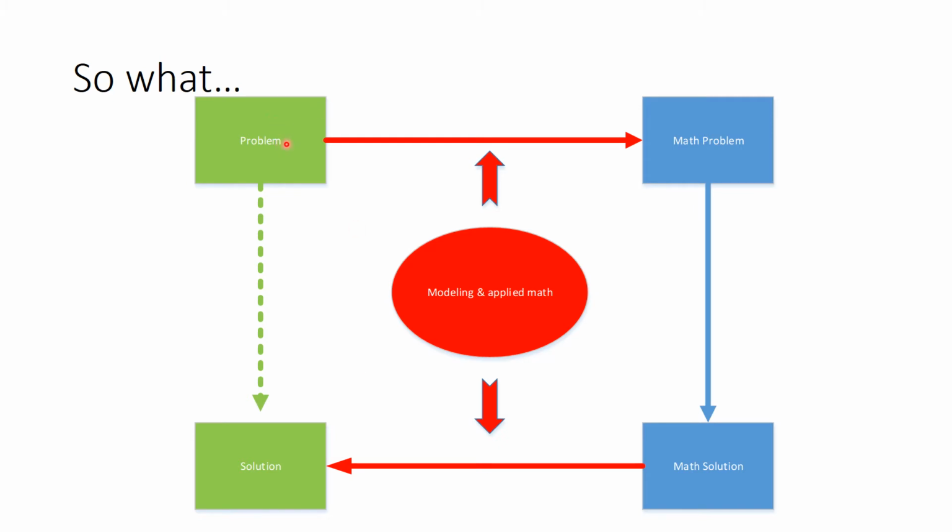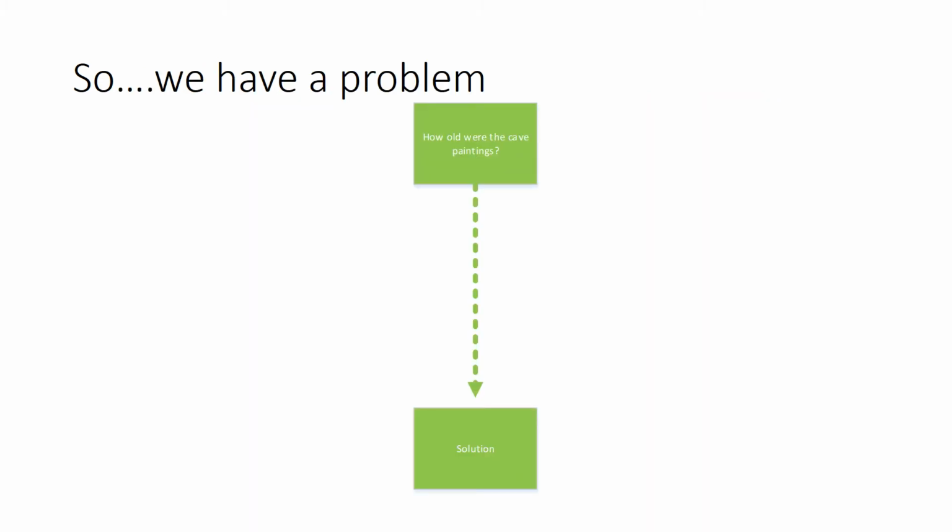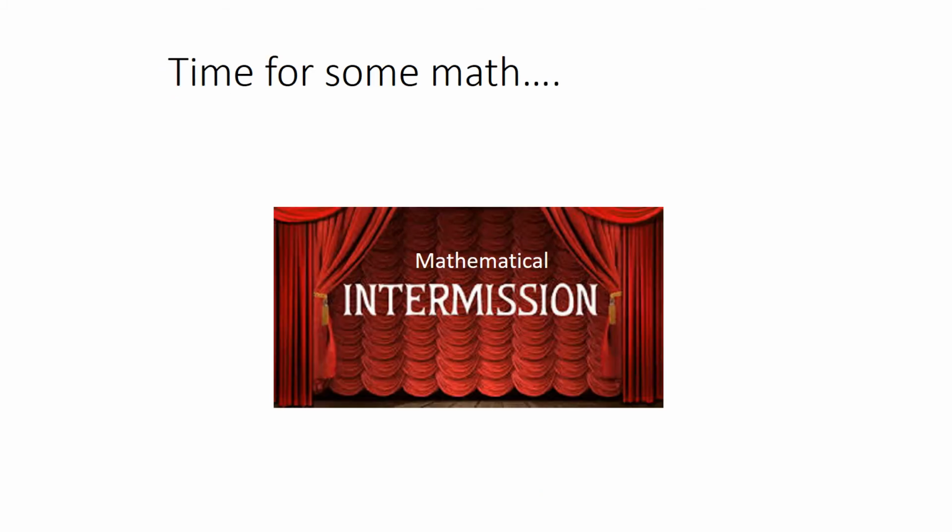So we derive a mathematical model, turn it into a math problem, solve the math problem, and then reflect the math problem back. This is a process we will do over and over in this course. And so that was the problem, and that was the solution we're seeking to have. So now we're going to do some math.